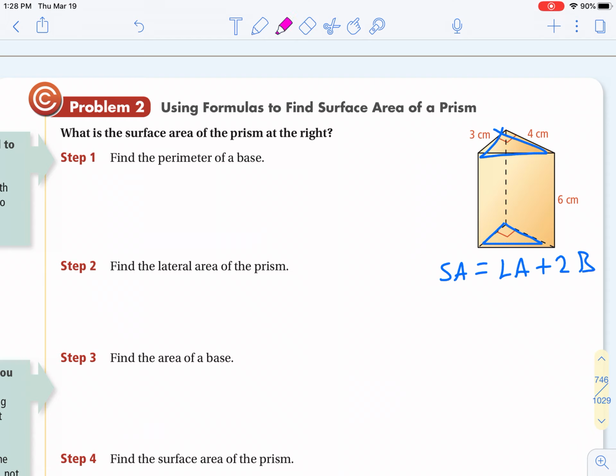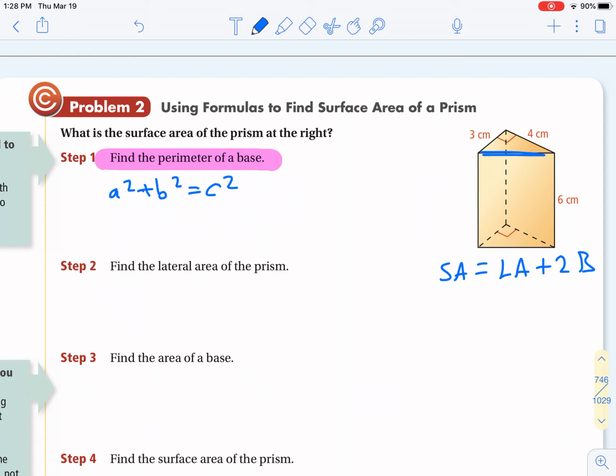And just because I'm following this example, I'm going to find the base first. Alrighty, so what do we got here? Well, we have a triangle, and we have what looks like a right triangle. So some of you are probably saying, hey, it's a 3, 4, 5 triangle, but if we did not know that, we would simply just write the equation to get it, right? So a squared plus b squared equals c squared.